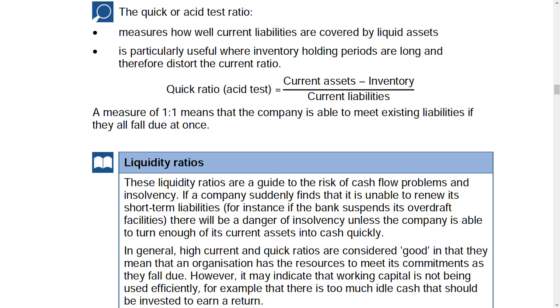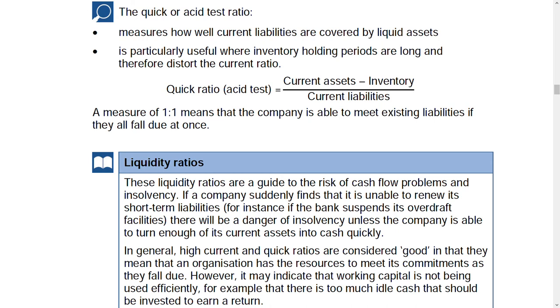Liquid assets means, see, inventory. Why do they deduct inventory? Because inventory is considered not so liquid. You cannot change inventory to cash very quickly. It takes a long time for you to sell the inventory and then receive cash. Some of the inventories are from ages ago, they're in the warehouse only. So that's why you deduct it. Compared to your debtors and cash. Debtors, yes, you can get cash, and cash you have. So those are known as liquid assets.